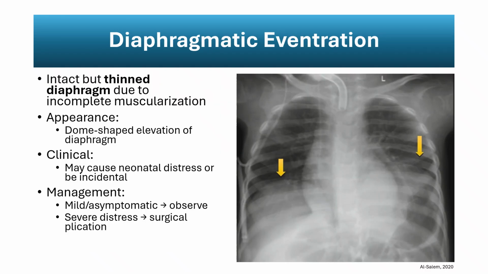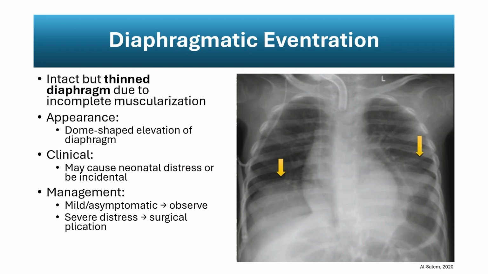Diaphragmatic eventration occurs when the diaphragm is intact but underdeveloped or thinned due to incomplete muscularization. The resulting dome-shaped elevation can reduce thoracic volume and, in some infants, cause respiratory compromise, although many cases are incidental and asymptomatic. Clinical presentation ranges from mild neonatal respiratory distress to no symptoms at all. Management is determined by severity.